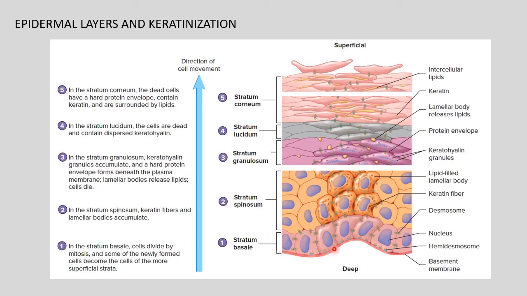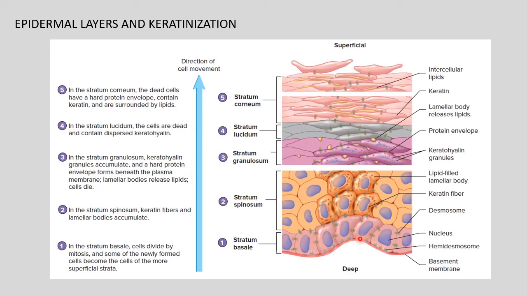Your hemidesmosomes keep your stratum basale connected very well to your basement membrane, and the desmosomes connect one stratum basale cell to another. These are the ones that strengthen your epidermis. They give structural strength. Your keratinocytes are also strengthened internally by your keratin fibers, which are intermediate filaments. Internally, they insert into the desmosomes, and this makes it even stronger.